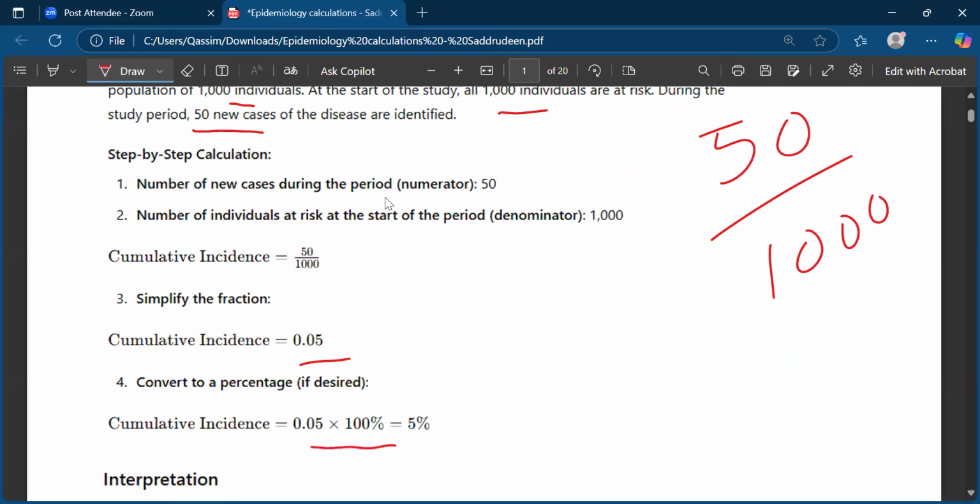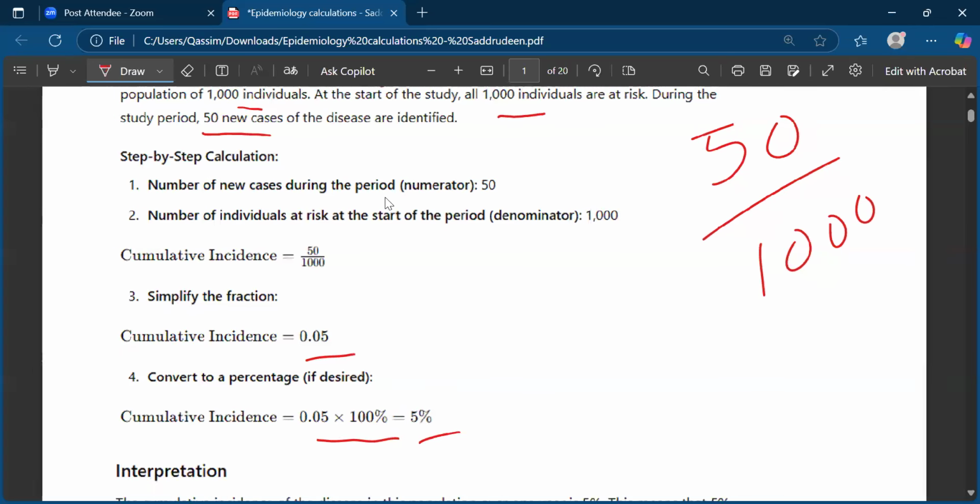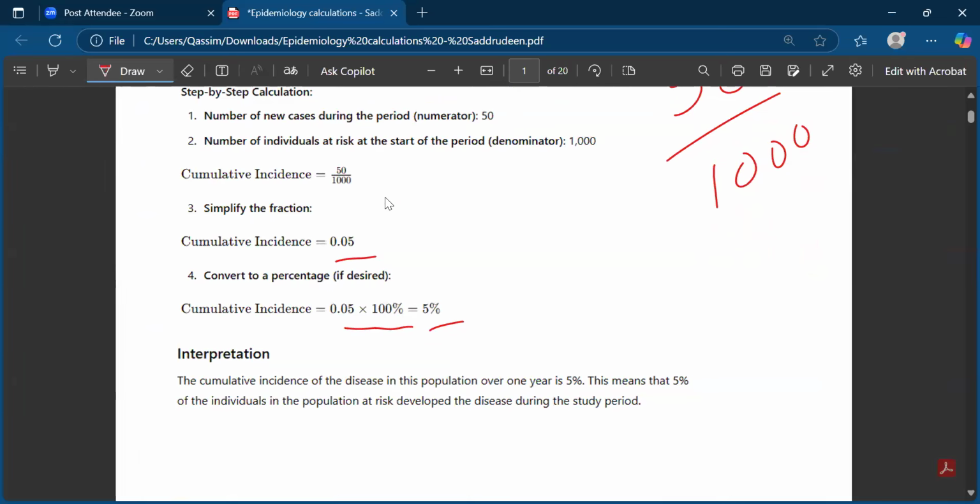So you just do 0.05 times 100%, you get 5%. And then in epidemiology, there's always marks for explaining your answer, especially in the essay question. So you'll be told calculate and then interpret. There's always 1 or 2 marks for interpretation.